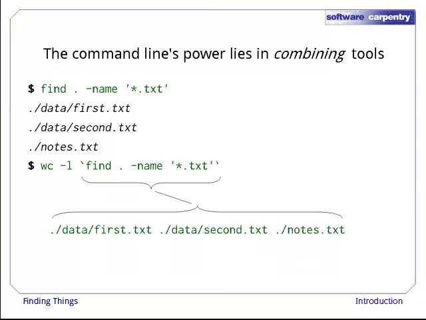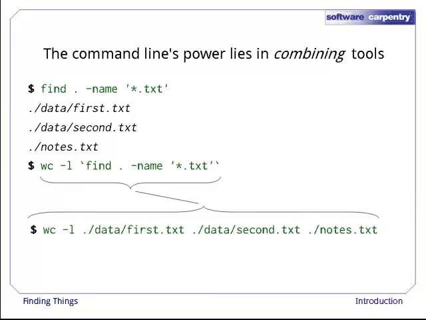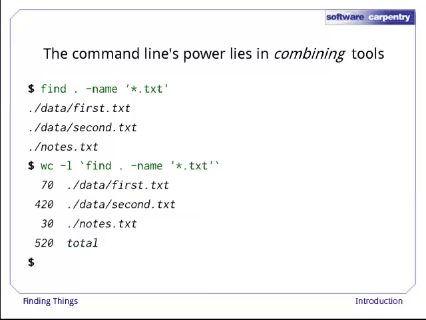So, when the shell executes this line, the first thing it does is run the command that's inside the back quotes. Its output is the 3 file names datafirst.txt, datasecond.txt, and notes.txt. The shell then replaces the back quotes with that output to construct the command wc -l datafirst.txt datasecond.txt notes.txt. And as you can see, that does what we originally wanted.